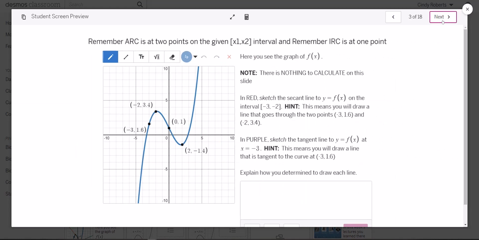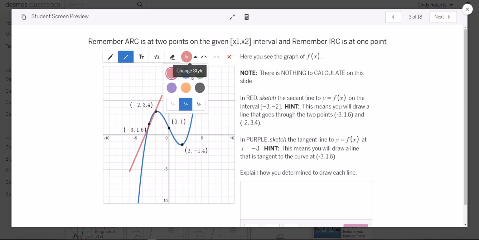All right. The big key here is for you to understand that the ARC is 2 points and the IRC is 1 point. So it says in red, sketch the secant line, and you should probably use the line tool if you're like me and you can't draw a line, on the interval -3 to 1, 2, -3, and -2. So in other words, all you're doing is just sketching where you think that line would be.